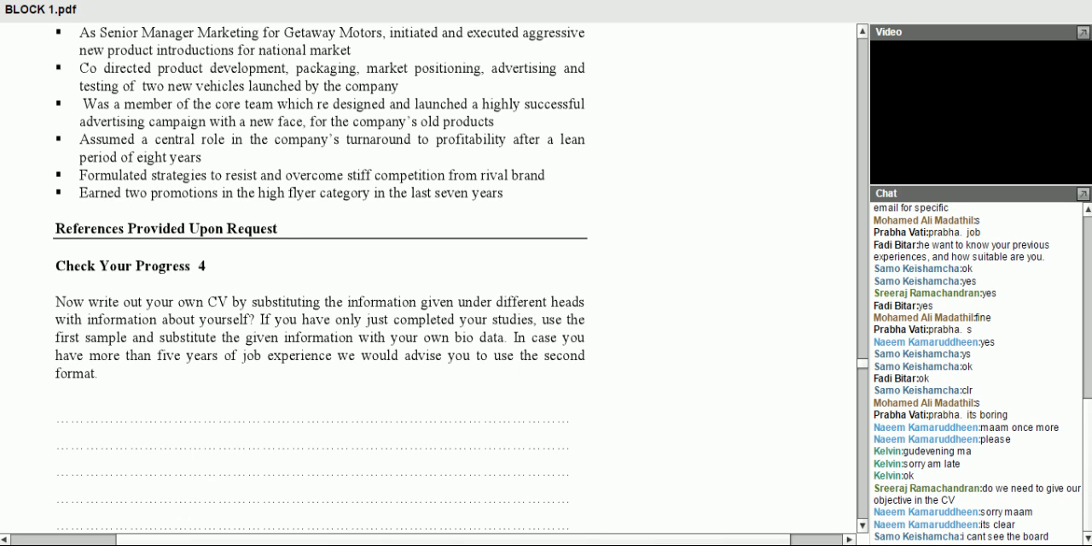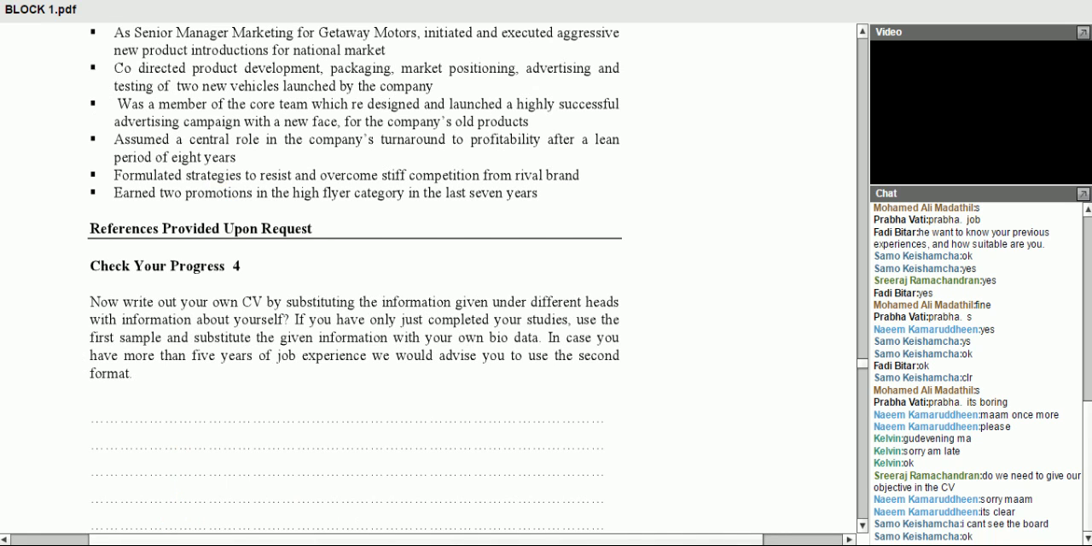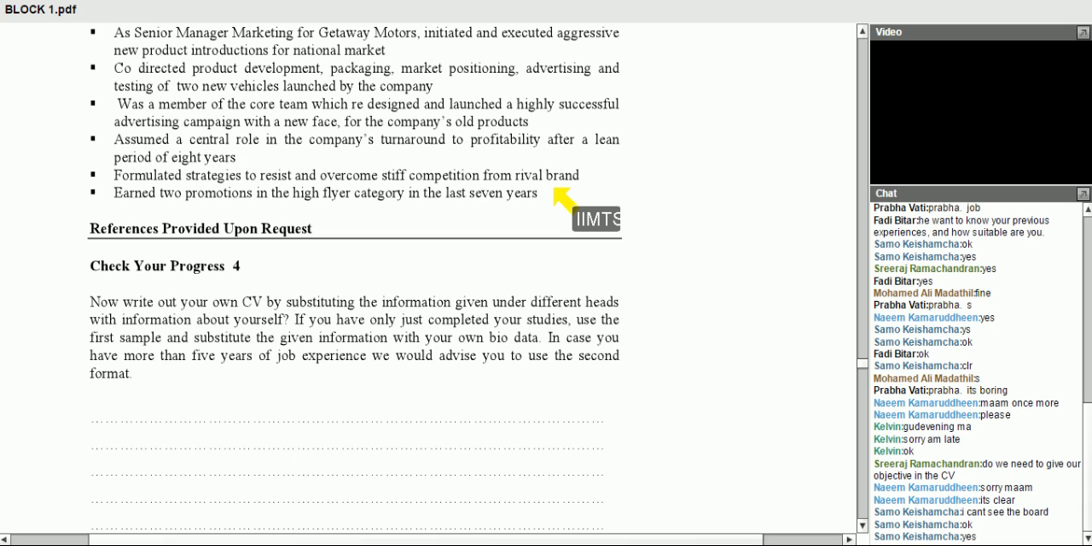Is everyone writing that down? Kelvin, Divya, Manoj, Siraj, Prabhavati, Fati, Naeem, Samo, and Muhammad Ali. Are you able to see it now, Samo? Are you able to see the board properly now? Okay, great. Just finish that, please.